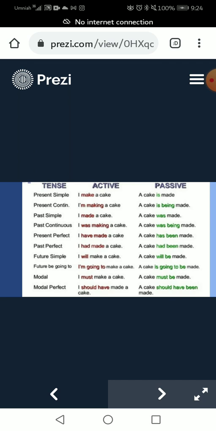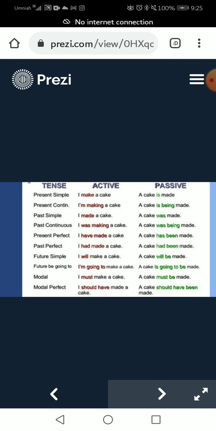I made a cake in the past simple. We put a cake, the object, first. Then we add was to indicate the past simple. Then we add the verb 3 or the past participle of make, which is made. A cake was made. I was making a cake in the past continuous. A cake was being made. Present perfect, I have made a cake. Now in the passive, a cake has been made.